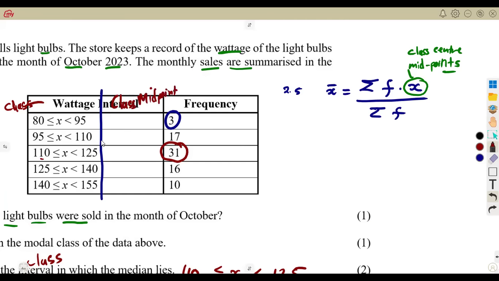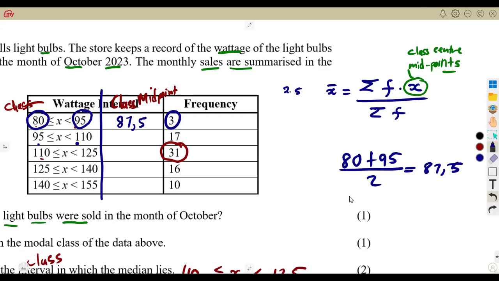What is the class midpoint of this class from 80 to 95? We're going to add 80 plus 95. That is finding now the midpoint. You divide by 2. This is how we are going to have each and every class. So it was going to be 87,5. You do the same thing. 95 to 110, you add 95 plus 110, divide by 2. So it was going to give us 102,5. So this is how you're going to have it up to the last one.